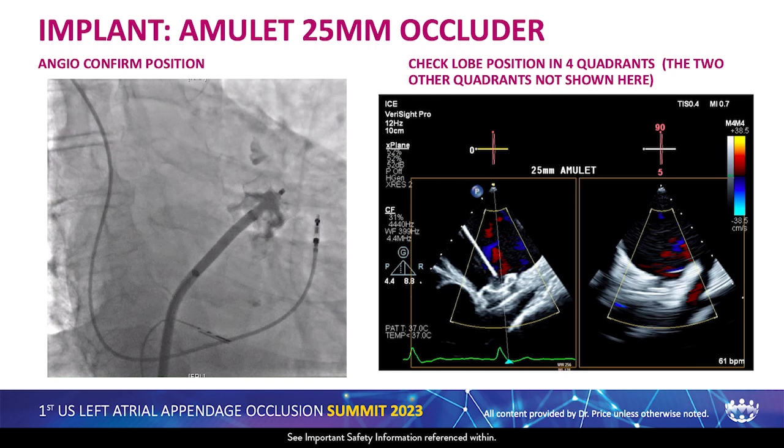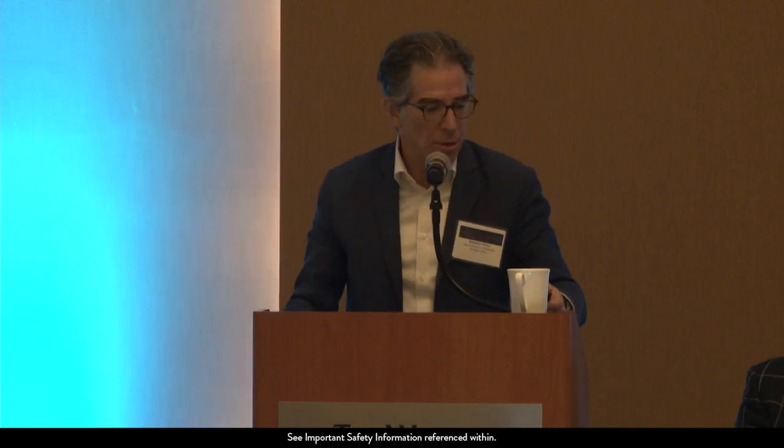And here you see, nicely 2/3 past the circumflex. In this view, the resolution isn't great, and the copy of the image isn't great. But here the lobe is down here, and the circumflex is up here. It's a beautiful implant of the lobe, and the other quadrants showed the same thing.